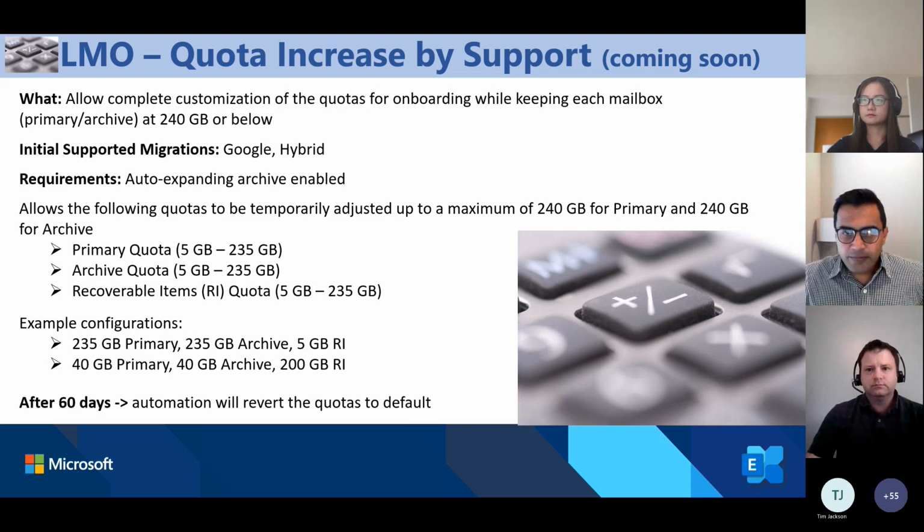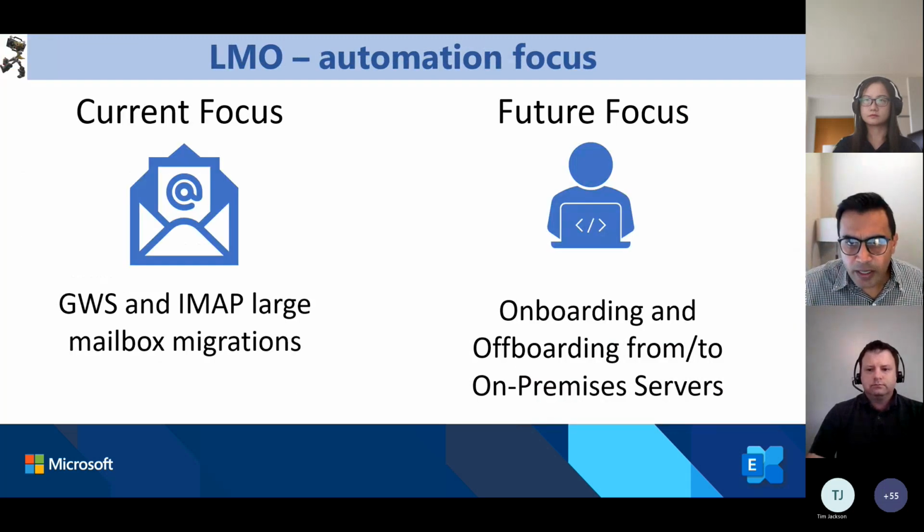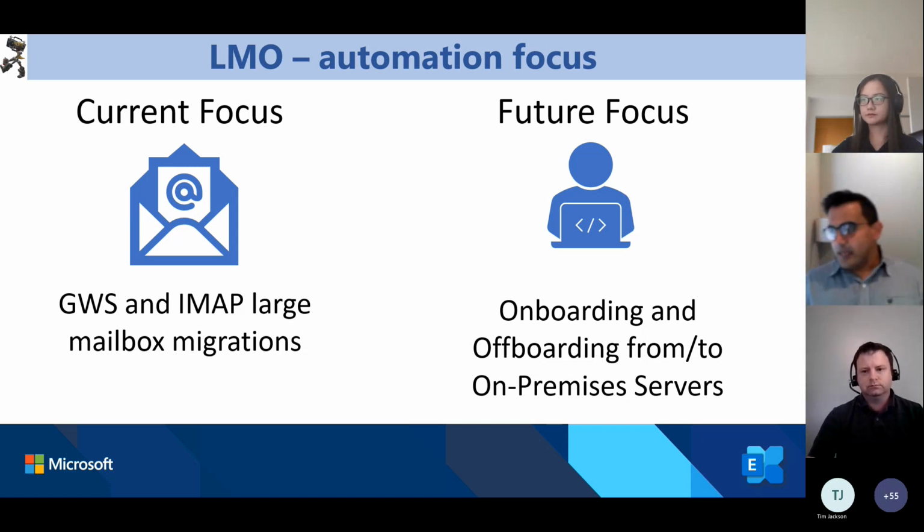Thank you, Brad. So moving on, I'm watching time. I'll wrap this up in 5 minutes because we want to answer your questions. Our current focus, as Brad insinuated and I mentioned earlier, is GWS and IMAP because they need more love at this point, as they have fewer features. In the future, from a large mailbox onboarding perspective, we'll be focusing on onboarding from on-premise servers and offboarding large mailboxes from EXO to on-premise as well.